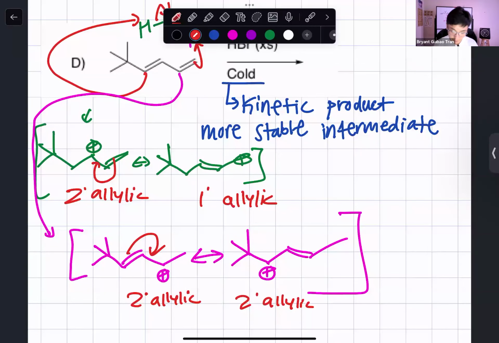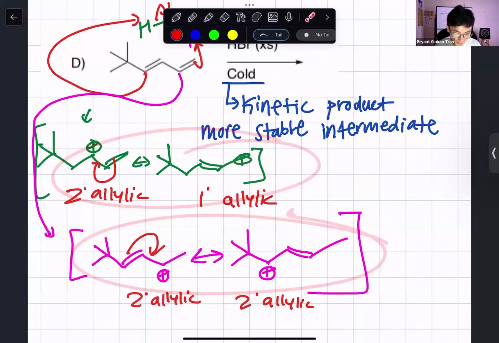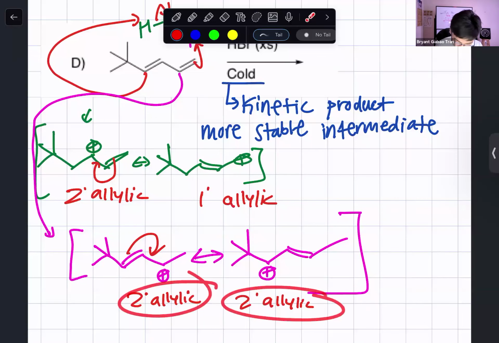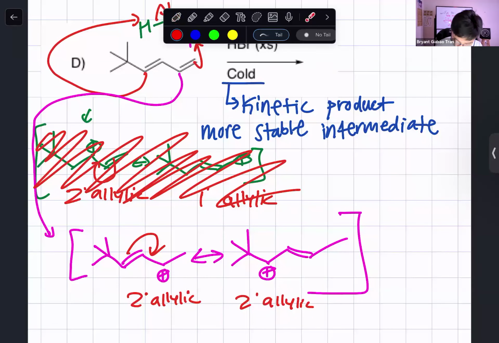What resonance structure do you want to keep? The green one or the pink one? Pink one, right? Because they have more stable intermediates. So we're just gonna ignore the green one entirely, right? And from the pink resonance set, which one is gonna give you the kinetic products? A, B, or is it both?